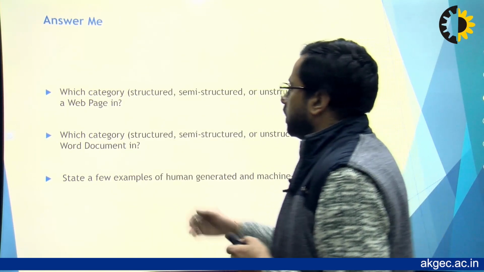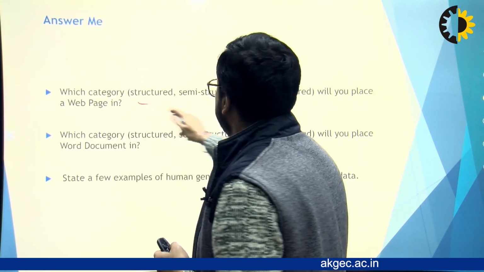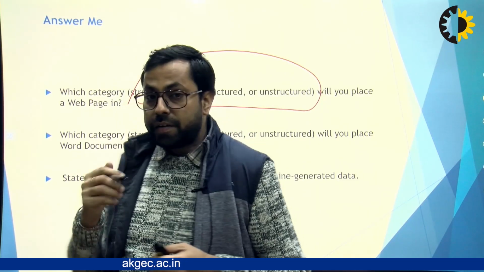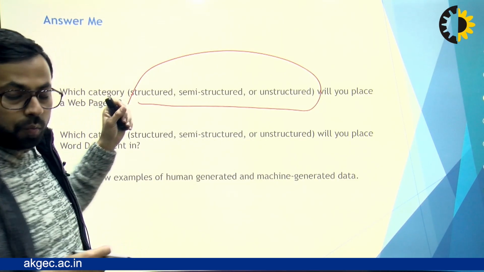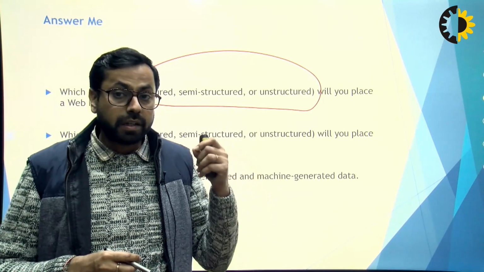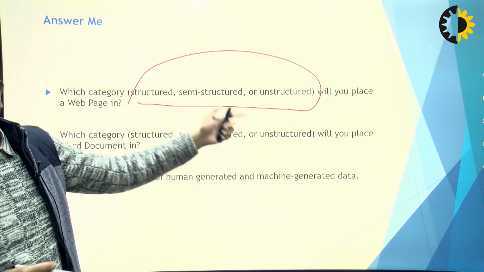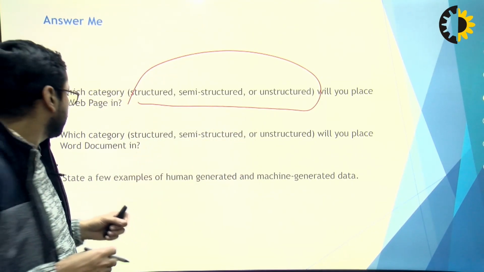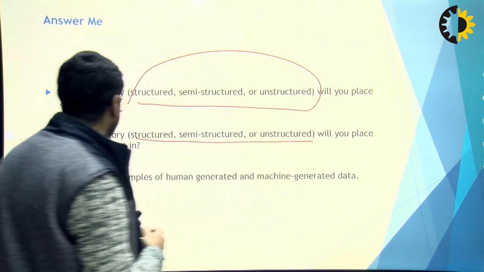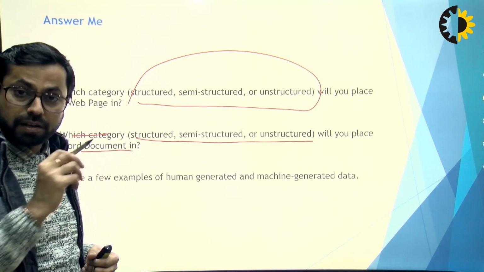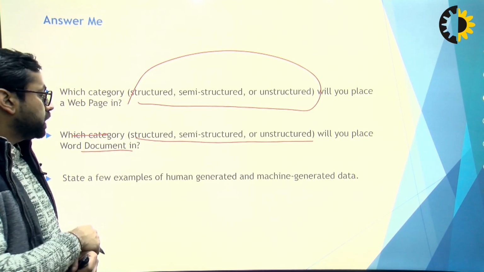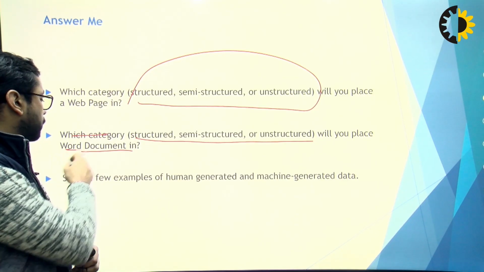So tell me, which category, structured, semi-structured or unstructured, will you place web pages in? We already discussed that whatever we write and the internet files we access are part of structured, semi-structured or unstructured formations. This is the question for you. The second one: which category, structured, semi-structured or unstructured, will you place the Word document in? We already discussed this in the last slides. So you have to answer which category the Word document belongs to.